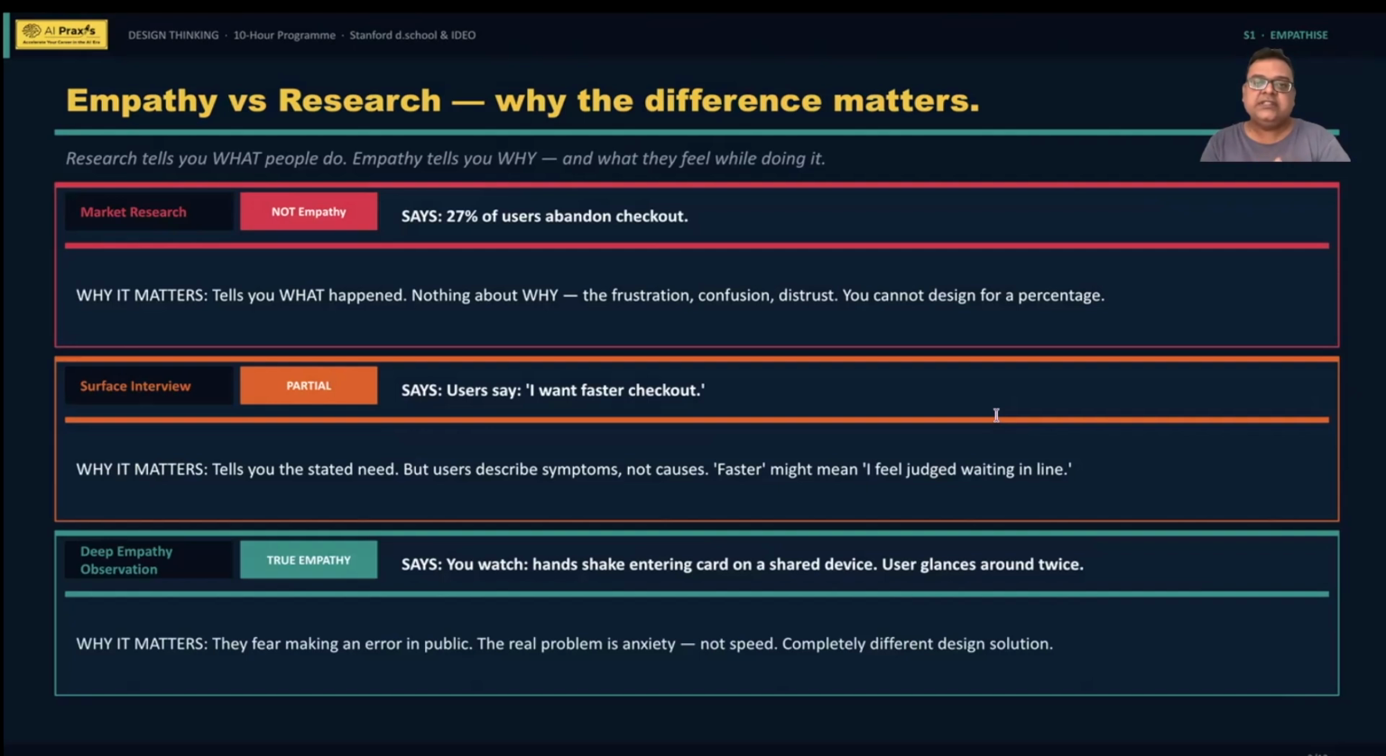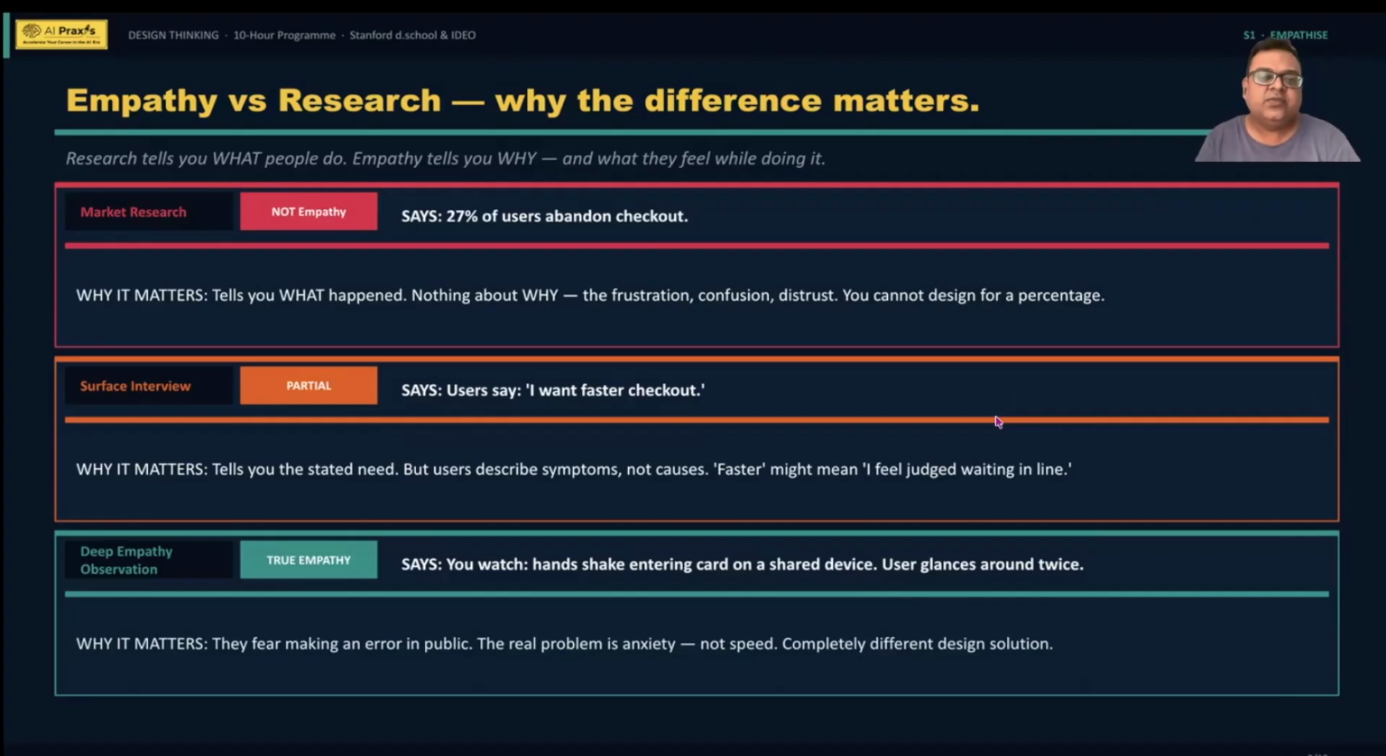27% of users abandon the checkout page before completing their purchase. And this usually happens. Just think for a moment about when you actually did. That's valuable information. It tells you what happened. 27% of users left. But think for a moment: does that number tell you why they left?